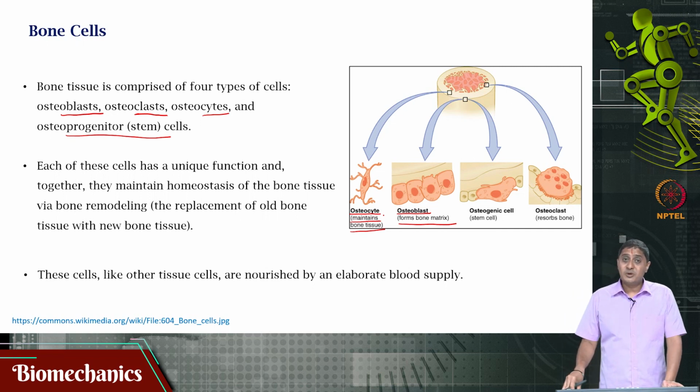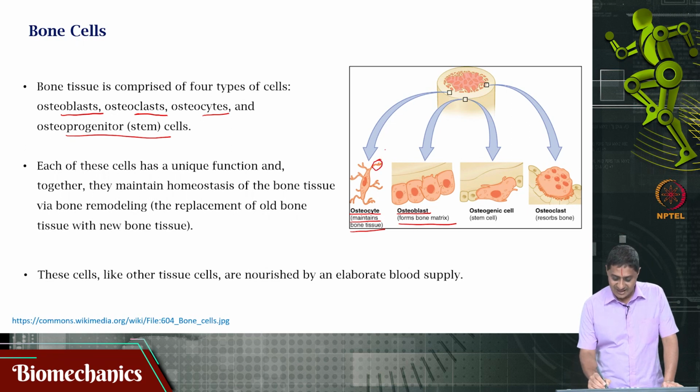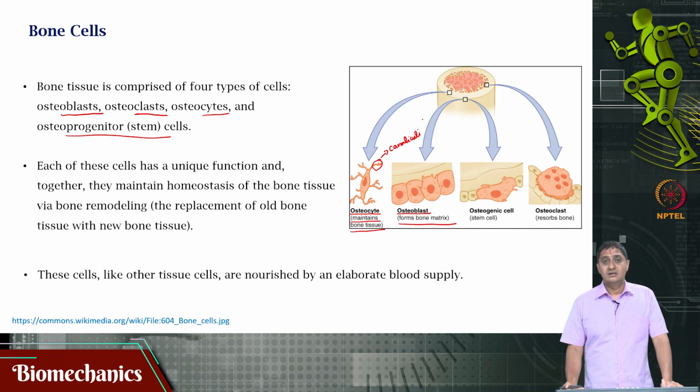Osteocytes also communicate with other cells by the branches that they have. These are called canaliculi, a special form of communication channels through which they communicate with other cells.